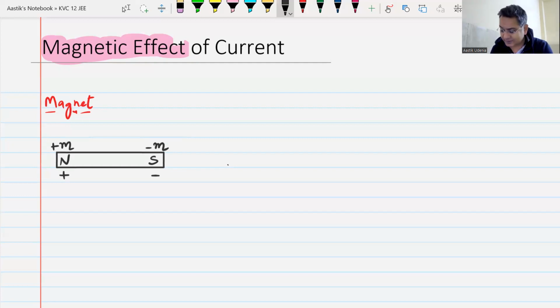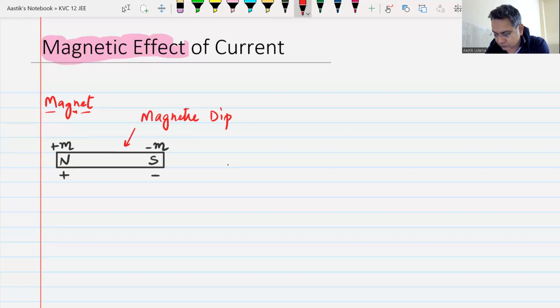This type of magnet is known as a bar magnet. Instead of calling it a bar magnet, you can always call it a magnetic dipole. Do you understand the meaning of magnetic dipole? It has two poles. Both the poles are magnetic in nature. We can call it a magnetic dipole.